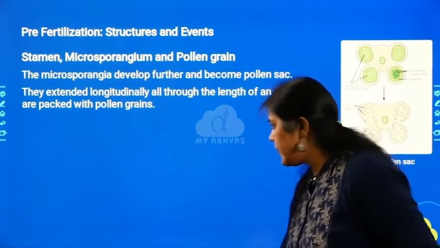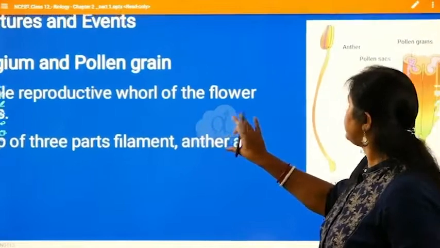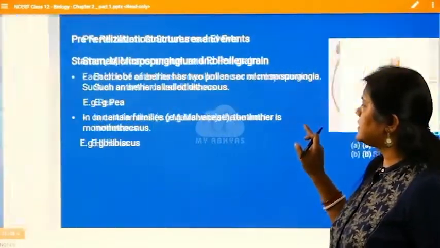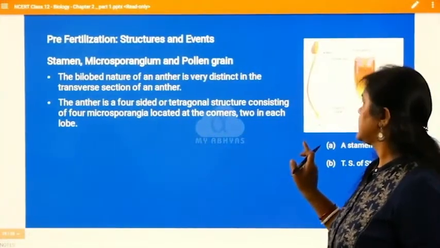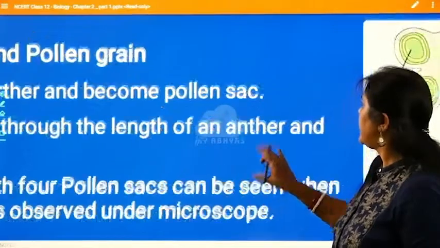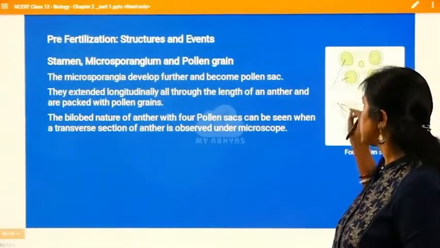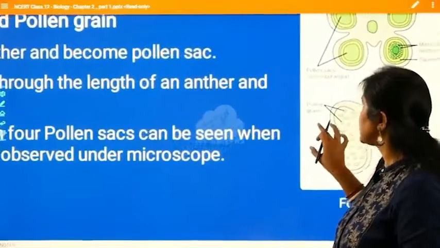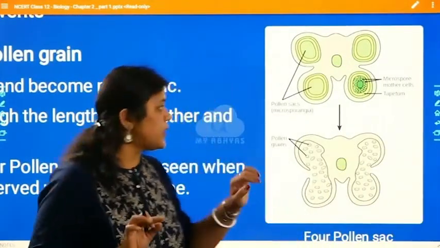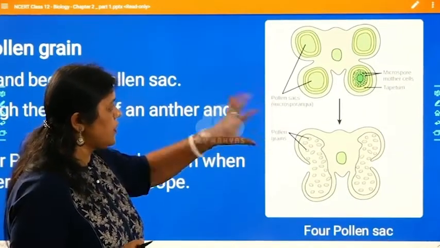Okay. So, if I wanted to show you this one. Not this, this. Yeah, this one. Now, if I wanted to show you this particular picture on the screen, can you see the pollen sacs or microsporangia in this photo? There are 4 microsporangia. Okay, it's written 4 pollen sacs.